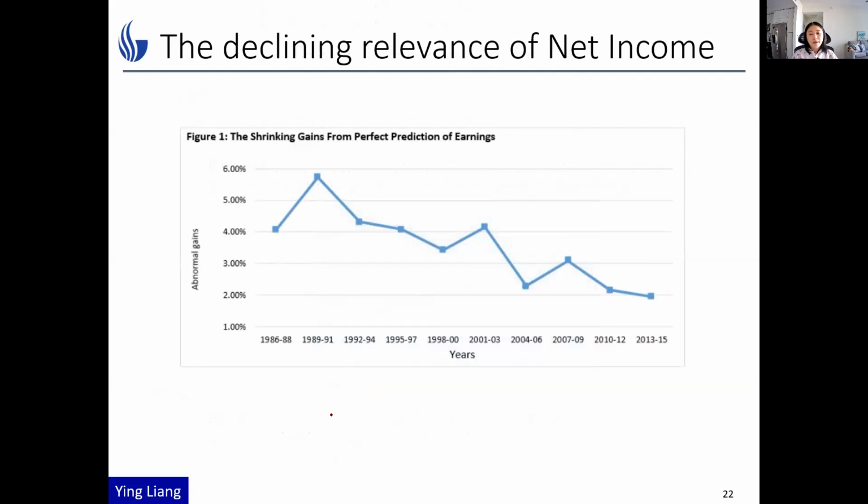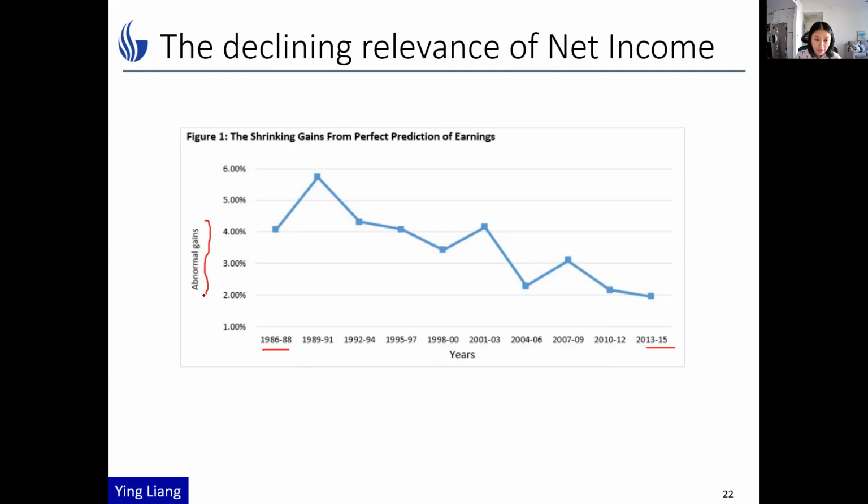We want to talk about the predictability of the net income, of the earnings. Because as an investor, I want to invest in the market and base on the past earnings to predict the future. But actually, there is a declining relevance of this net income. This graph is one I roughly plotted myself. It is from 1986 to 2015.